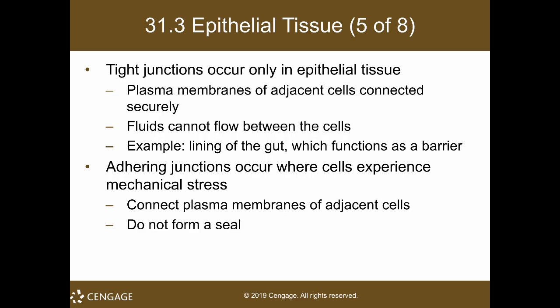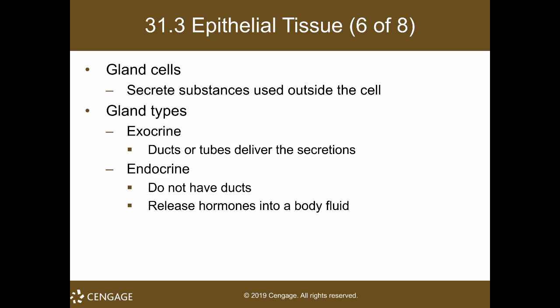The adhering junctions occur where cells experience mechanical stress. They connect the plasma membranes of adjacent cells, but they do not form a sealed layer. They can allow fluids to pass through, but they must be able to resist stress and mechanical movement.